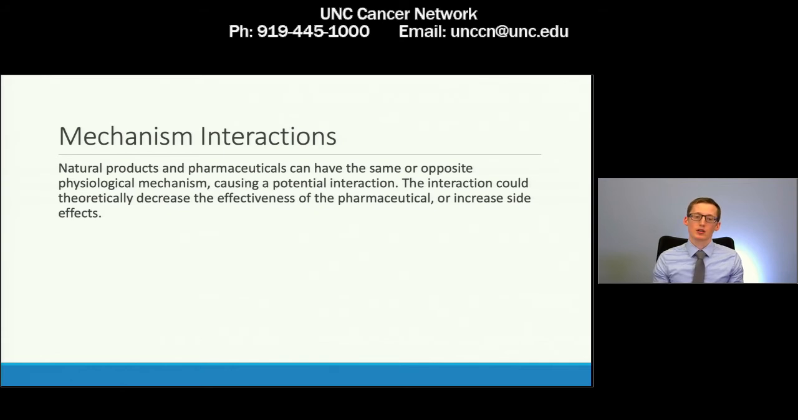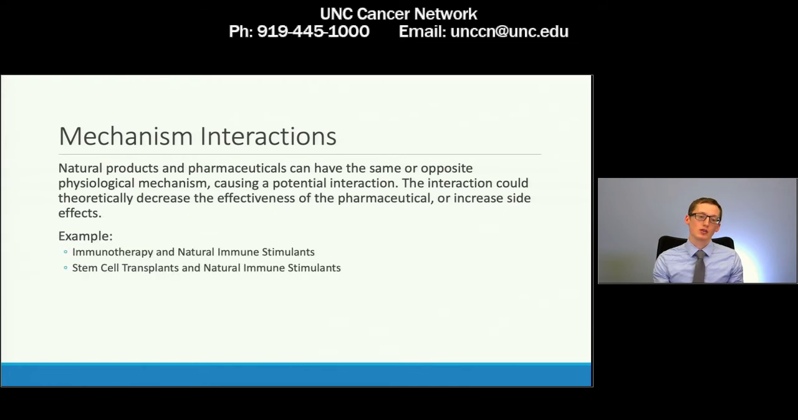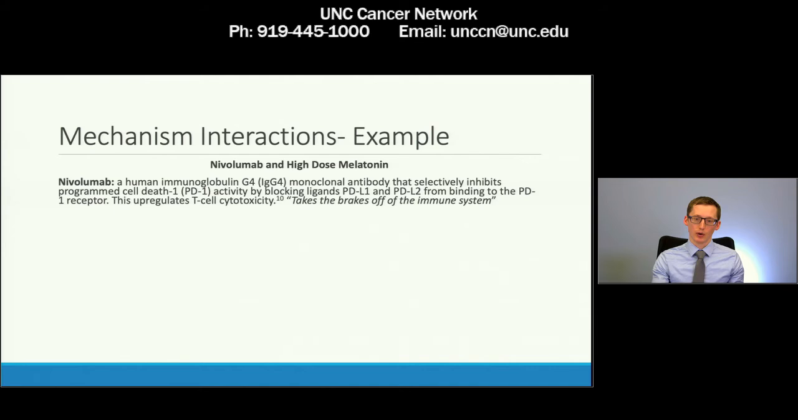And then I want to touch base on mechanism interactions. Natural products and pharmaceuticals can have the same or opposite physiological mechanism, as in how they're actually functioning in the body. And this can cause a potential interaction. The interaction could theoretically decrease the effectiveness of the pharmaceutical or potentially increase the side effects. Two examples that I list are combining immunotherapy with natural immune stimulants, and also stem cell transplants with natural immune stimulants. So I'm going to go into the first example a little bit more.